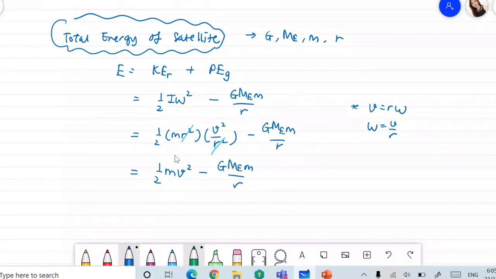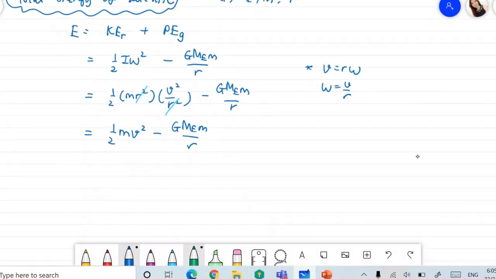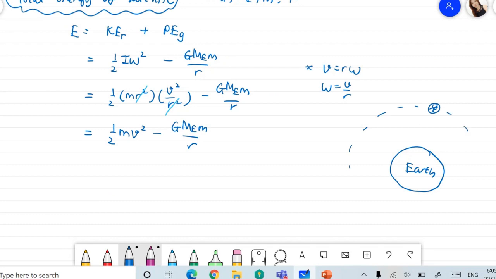This is actually the translational kinetic energy of the satellite, moving with a linear speed of v. The tangential speed is shown here: this is the Earth, and the satellite is here, orbiting about the Earth, moving with linear speed v at this point. The radius here is r, m is the mass of the satellite, and Me is the mass of Earth.